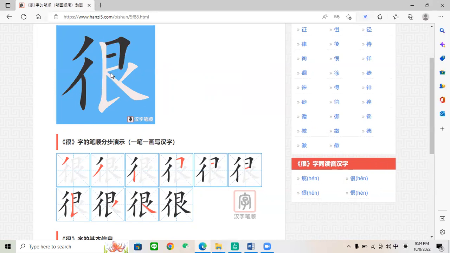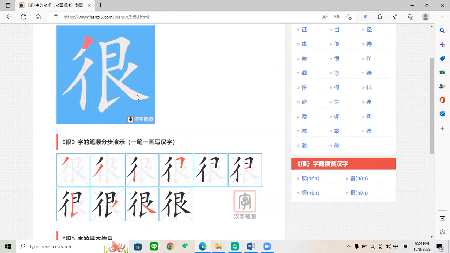Right falling is like a knife. And you can see the finishing point of this left-falling stroke is in the middle point of this stroke, right? It's nearly a middle point. Okay, so that's the character 很.